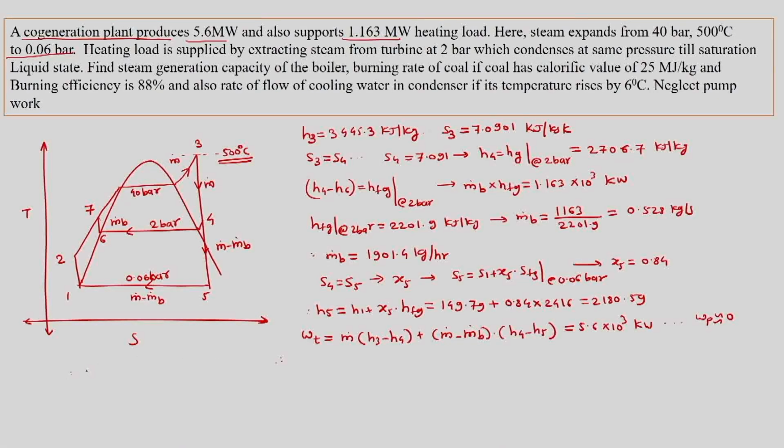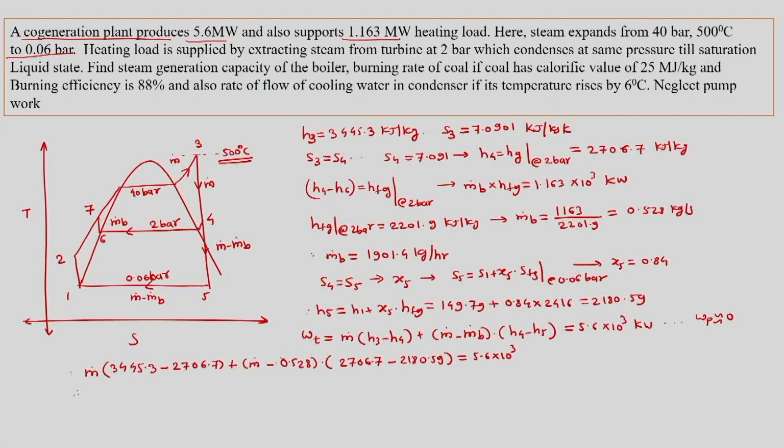So we know m dot is not known, and then H3, we know H3 is the enthalpy at the entry to the steam turbine, 344.3 minus H4, and H4 enthalpy is equal to 2706.7 plus m dot minus m dot B. We have found out m dot B as 0.528 into H4, 2706.7 minus H5, 2180.59 is equal to 5.6 into 10 to the power 3.